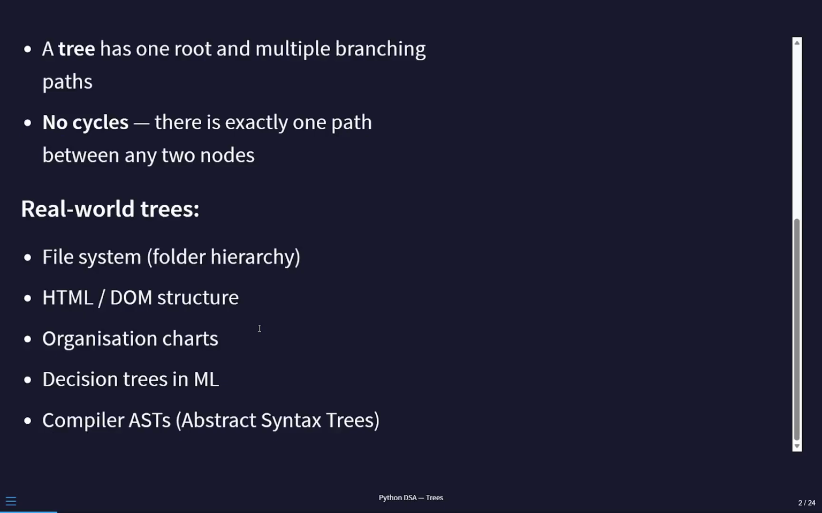Real-world trees are everywhere. The file system on your computer is a tree. Your home folder has subdirectories, which have subdirectories, branching all the way down to individual files. HTML in the browser is a tree, the DOM. Organizational charts. Decision trees in machine learning. Compiler abstract syntax trees, which is how Python itself understands your code.